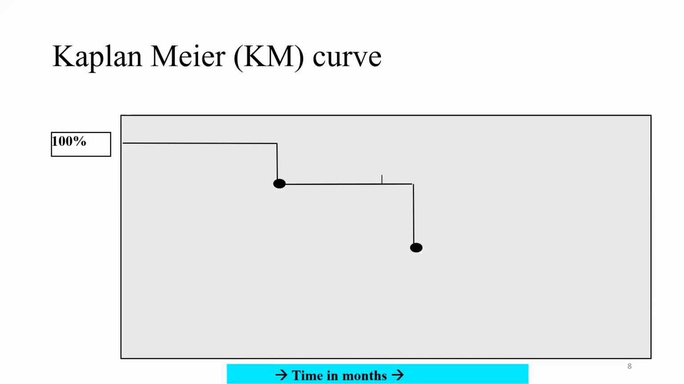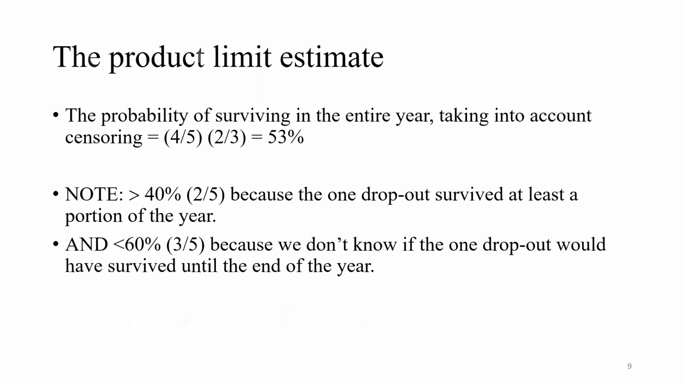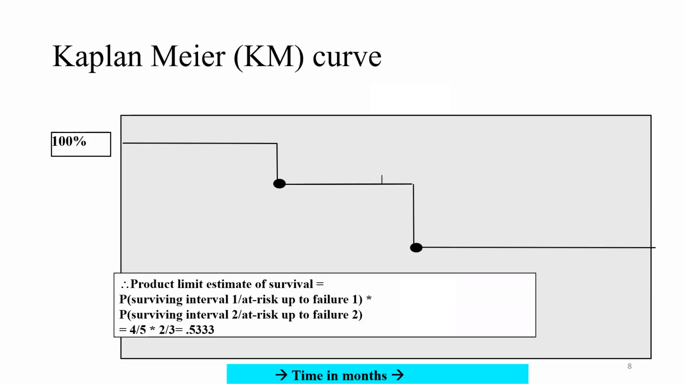So the second event happened at 7 months from our previous example, and we did not see any event till the end of our study. So the product limit estimate of survival is the probability of surviving interval 1 at risk up to failure 1, multiplied by surviving interval 2 divided by the risk up to failure 2, which is in this case 4/5 times 2/3, because we have lost follow-up of one patient. So this ends up with 0.533 as the survivorship function.